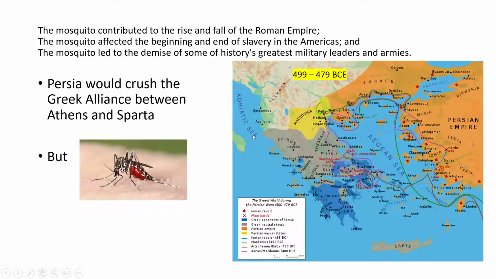Mosquito-borne malaria played a pivotal role in both the Greco-Persian Wars and the Peloponnesian Wars. Leaving southern Africa, let's now turn to the dawn of Western civilization. We'll begin with the 5th century BCE, when there were 2 rival superpowers vying for supremacy over the Mediterranean world, the Persian Empire and the Greeks. At the time, Greece was divided into rival city-states, which were dominated by 2 coalitions, one led by Sparta and the other led by Athens.